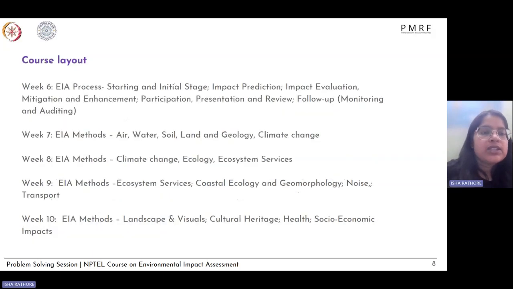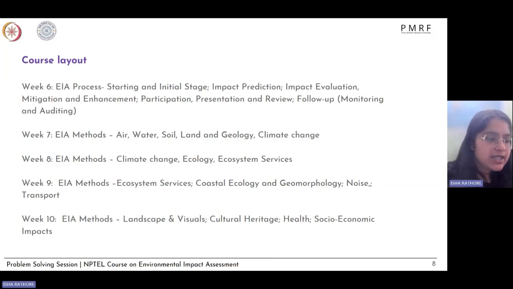Okay. Then week 6 was the EIA process. So now we moved on towards the EIA process. We looked at the different stages in the EIA process, starting with the initial stage, then impact prediction, impact evaluation, mitigation and enhancement, participation, presentation and review, and the follow-up stage, which is monitoring and auditing. So we discussed all the aspects relating to the EIA process in week 6 in each of the separate lectures which were covered in week 6.